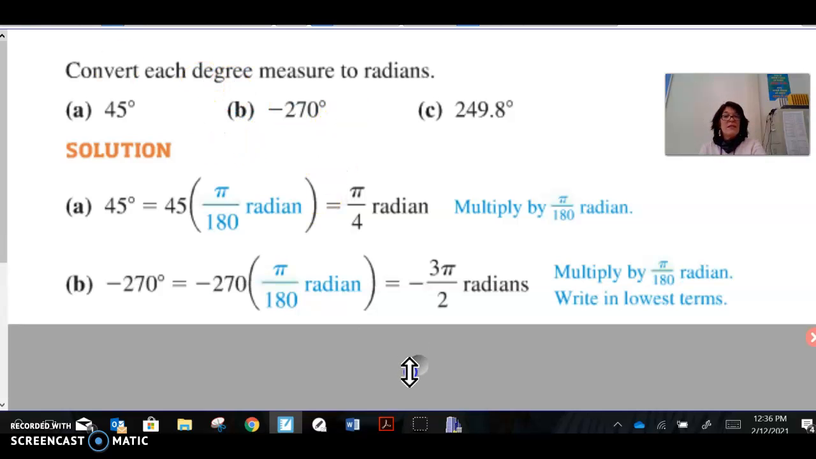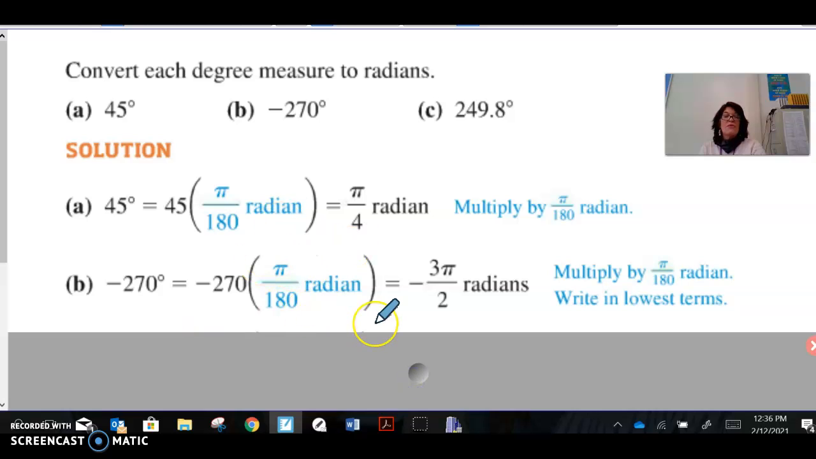Negative 270 degrees. I take negative 270 times pi over 180. Of course, the zeros cancel. 27 over 18. 9 goes into each of those. 3 pi over 2. And we had seen that. We were 3/4 of the way around, right? 3/4 times 2 pi. Anyway. And the negative just stays. If it's a negative degree, it's going to be a negative radian. Okay.